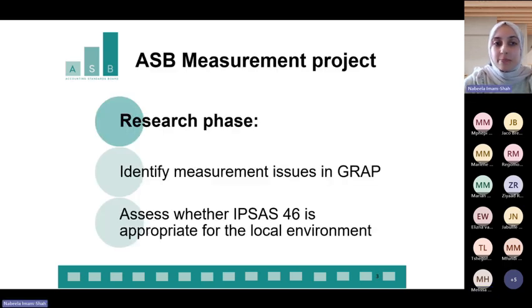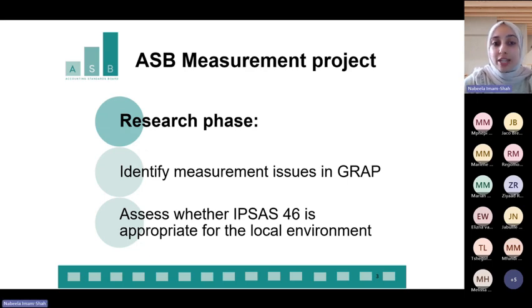Okay, so just to explain the ASB measurement project a bit. We have started our project to develop a standard of GRAP on measurement. We are in our very early stages. So as part of our research phase, what we want to do is firstly identify measurement issues in the standards of GRAP. So we've conducted those meetings already. So I just want to say thank you to all stakeholders for your comment on the issues that you experience in measuring assets and liabilities while applying the standards of GRAP.